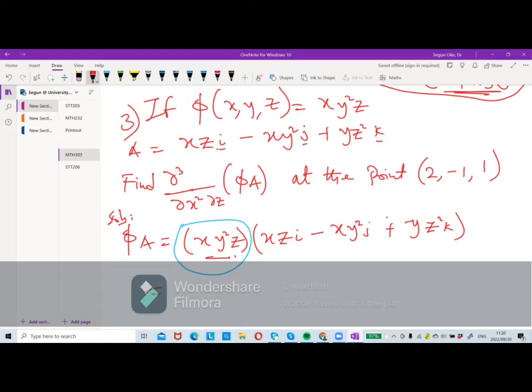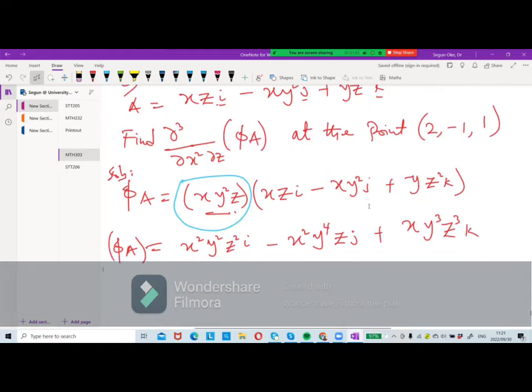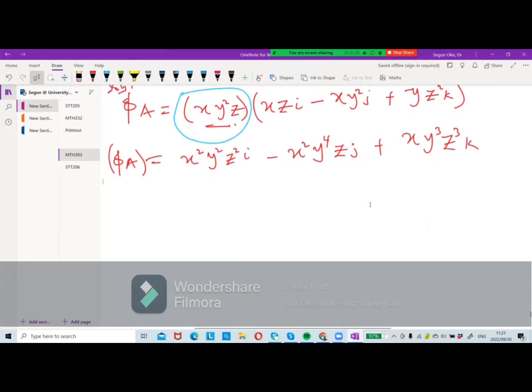So x multiplied by x, you have x squared. There's no y there, so y squared. Then z multiplied by z, z squared i. He has already transformed it. Minus x squared y raised to power 4 z j, plus x y raised to power 3 z raised to power 3 k. Good. So we have phi A already now. So this is what we are going to be differentiating one after the other. First of all, differentiate with respect to z.